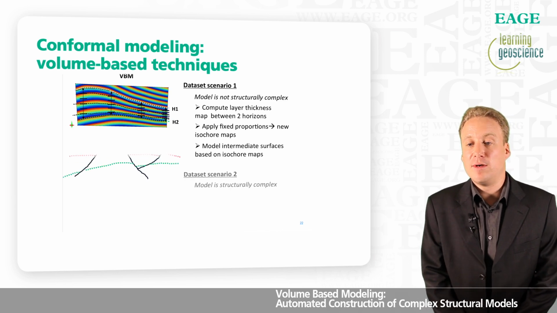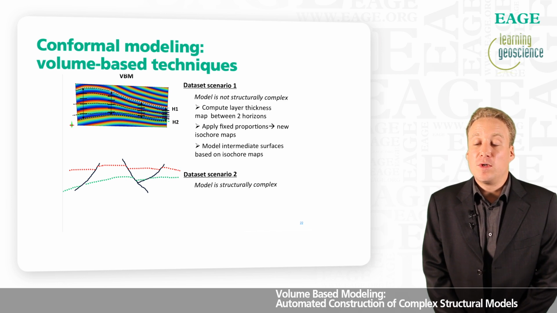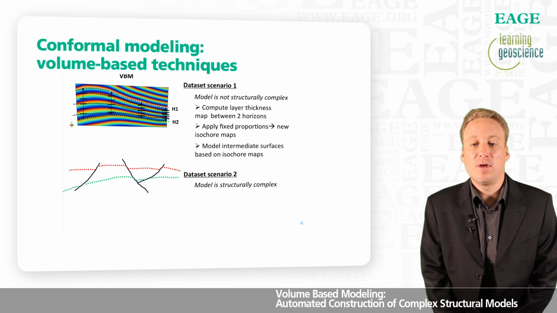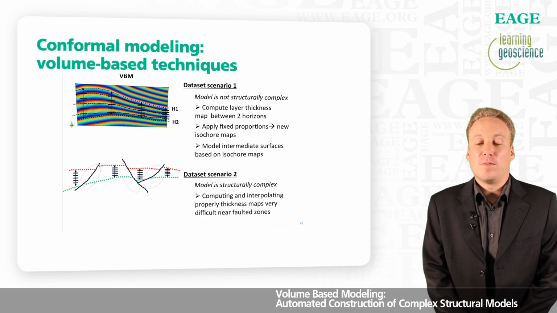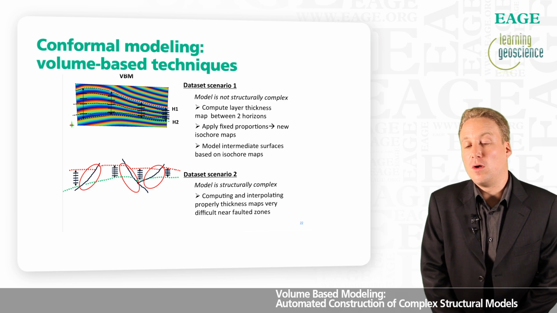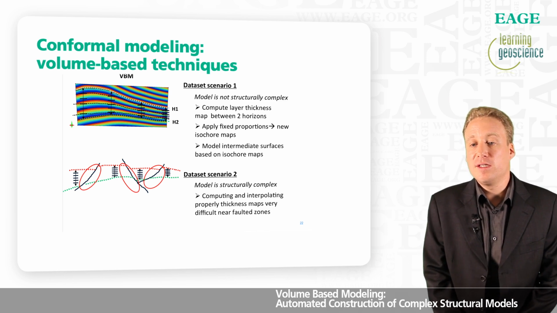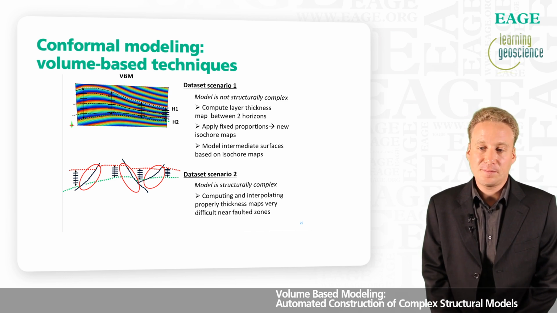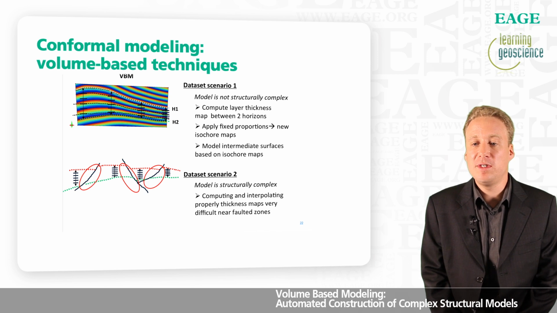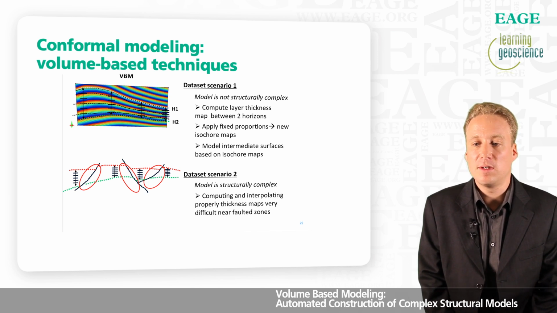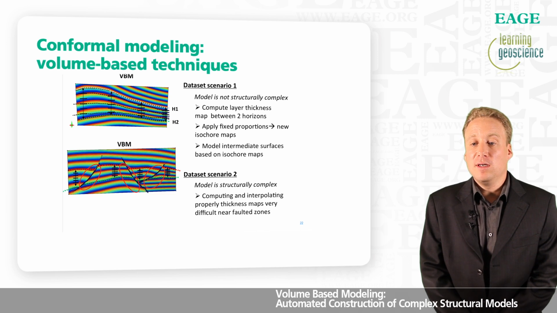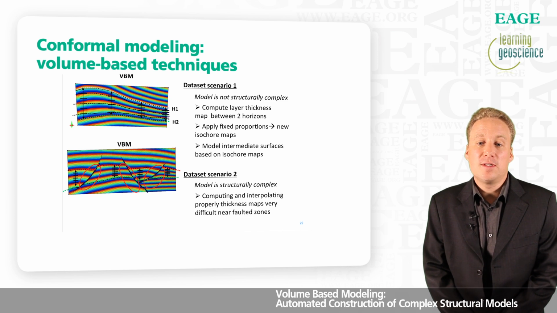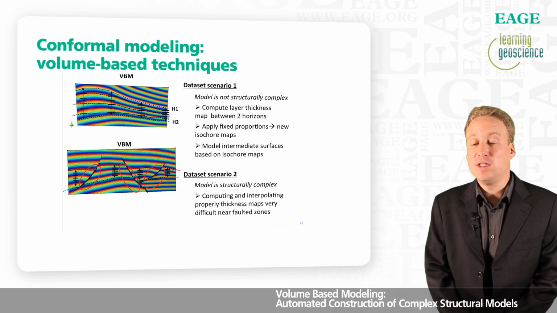In complex scenarios, however, it doesn't work so well. The reason is that it's not so easy to compute a thickness map when you have faults that have a low dip, because there are areas in the shadow of the faults where it's not possible to compute easily these thicknesses. Similarly, it's quite difficult to subdivide properly the thickness map in this situation. The volume-based modeling, instead, will work equally well in both cases because the stratigraphic function is interpolated on the whole domain.